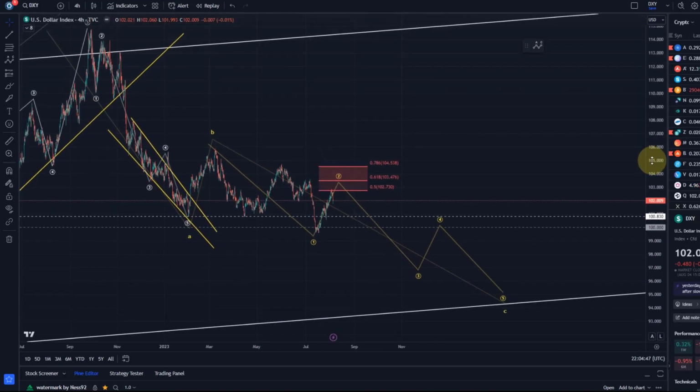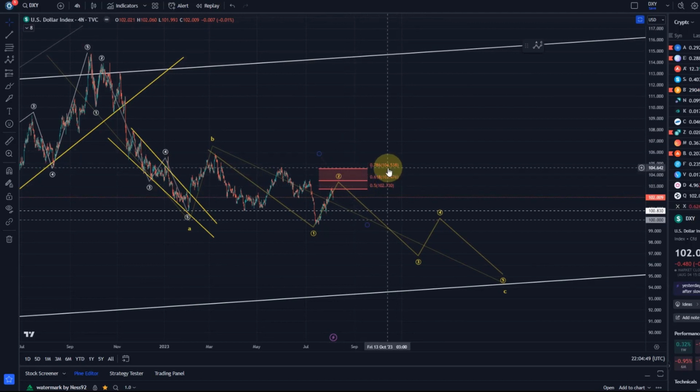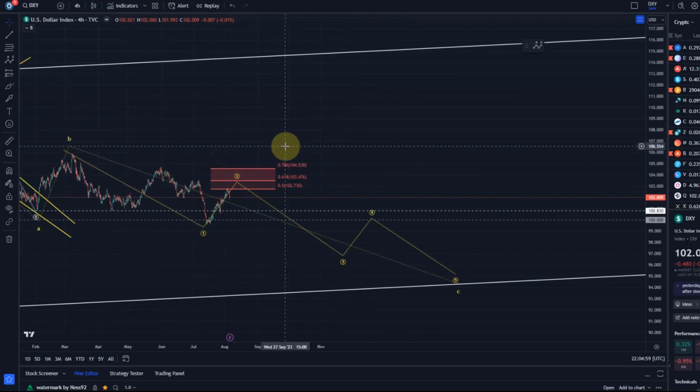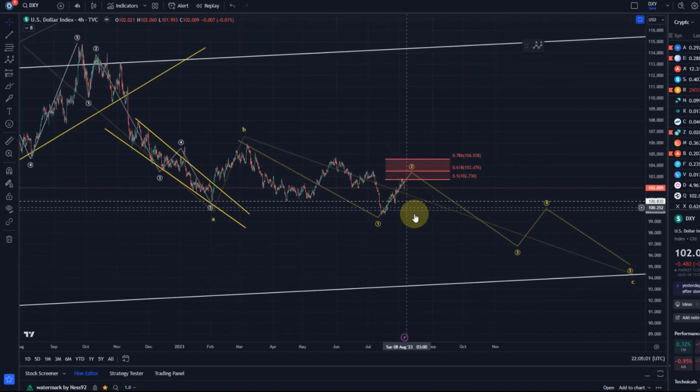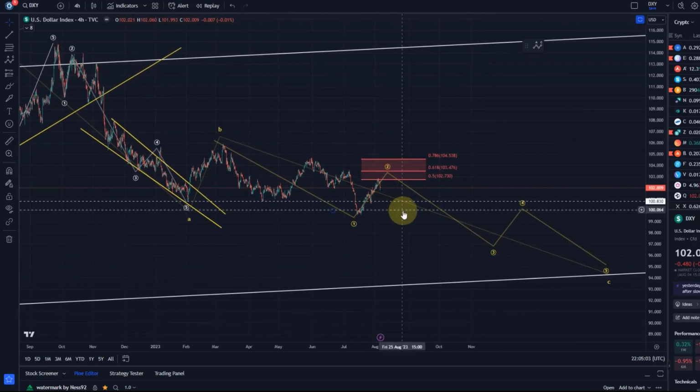But you need to understand that here in this scenario, we have resistance at 102.70, 103.47, and 104.54. Again, plus minus a few cents. And if we get a break below the wave 1 low at 99.60, I think we have confirmation that we are in the third wave down.